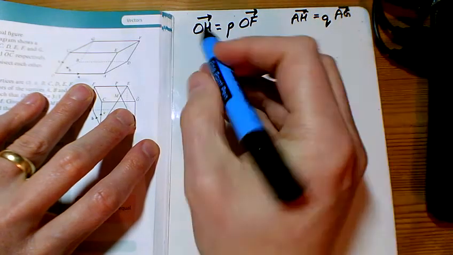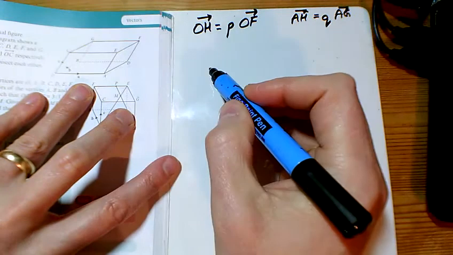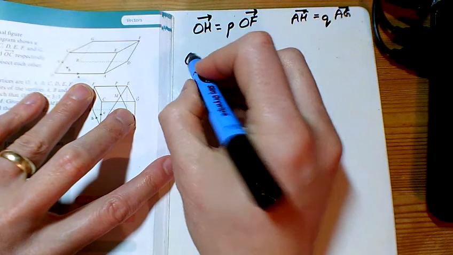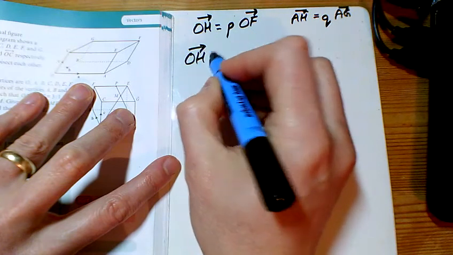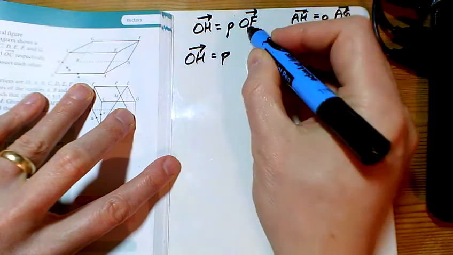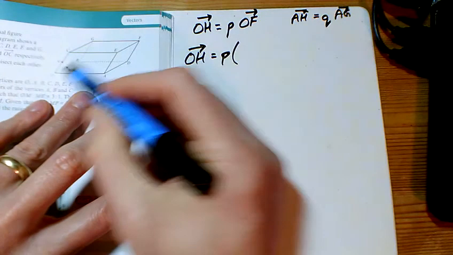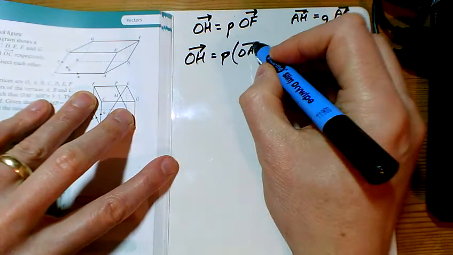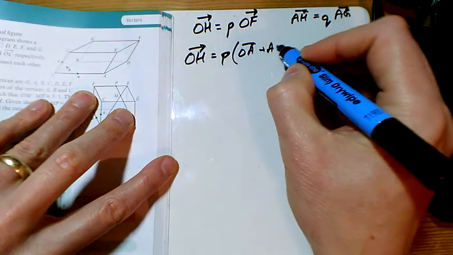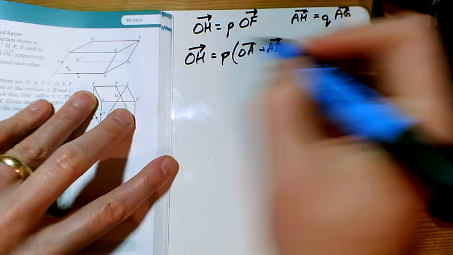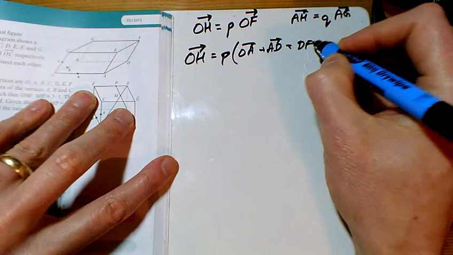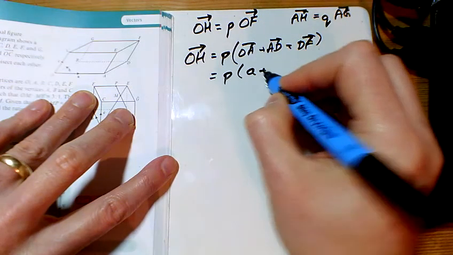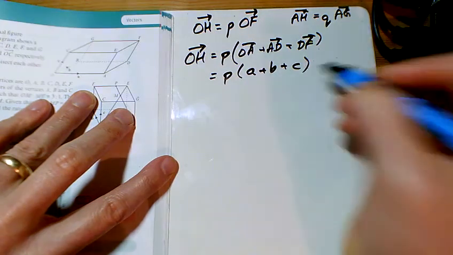What we're going to do now is we're going to go on the journey from O to H in two different ways. First of all, this way here, that from O to H is simply P lots of the journey O to F. Now, how do you get from O to F? Well, you go on a big long journey, O to A to D along the bottom, and then up the side, D to F. And that's just P lots of A plus B plus C.